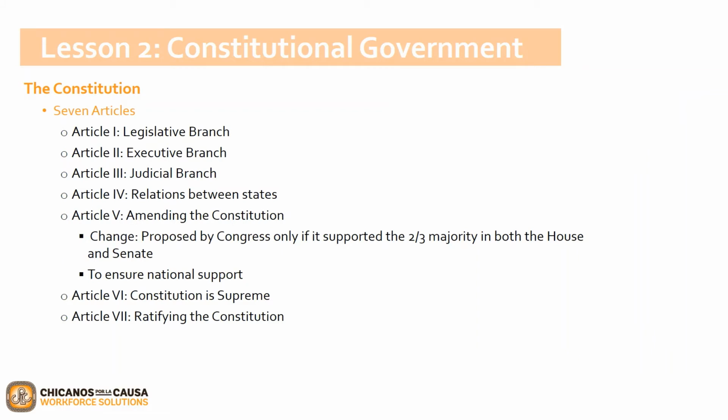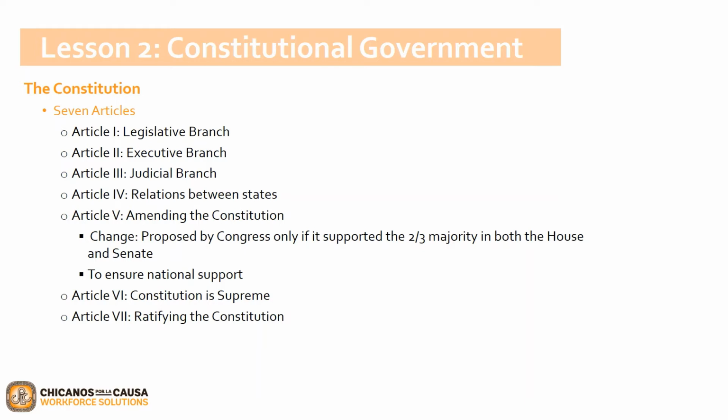The Constitution has 7 articles. Article 1, Legislative Branch, which gives power to Congress. Article 2, Executive Branch, gives power to the President of the United States. Article 3, Judicial Branch, gives power to the judicial system, such as the Supreme Court.